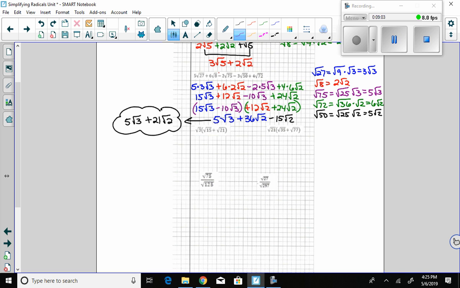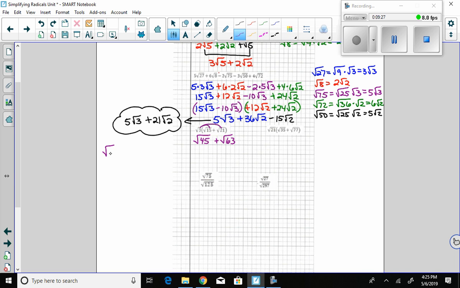Next, we're just going to distribute. Just distribute. 3 times 15. Now we could do this a couple different ways. Okay. Let's multiply. 3 times 15. 3 times 15 is 45. Plus 3 times 21 is 63. Right? So the square root of 45 plus the square root of 63.